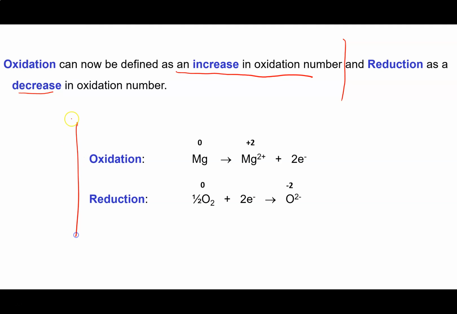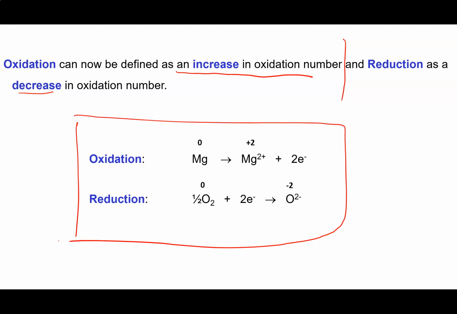So going back to our original example of magnesium reacting with molecular oxygen, magnesium in our first half reaction here is in the elemental form. It has oxidation number 0. Magnesium on the product side is in the ionic form, and it has oxidation number +2. For our reduction half equation, the molecular oxygen is in its elemental form, so it has oxidation number 0, and then on the product side, the oxygen is present as 2- anions, so they have oxidation number -2.